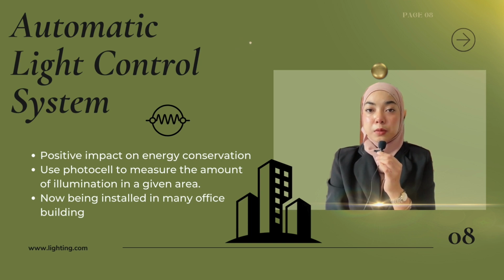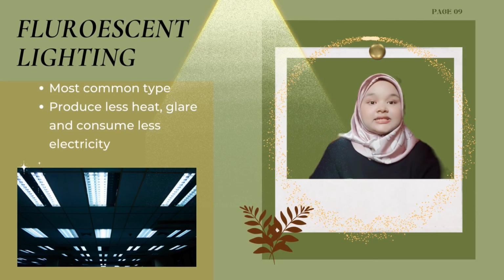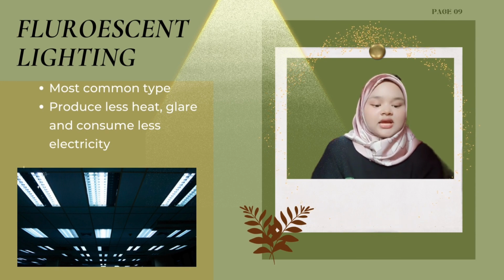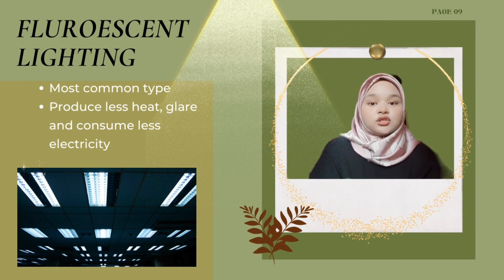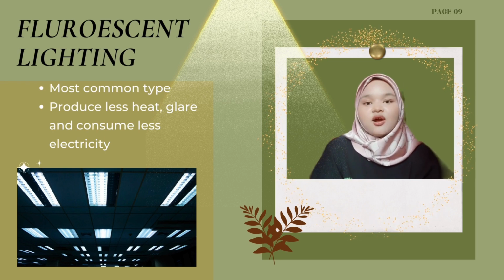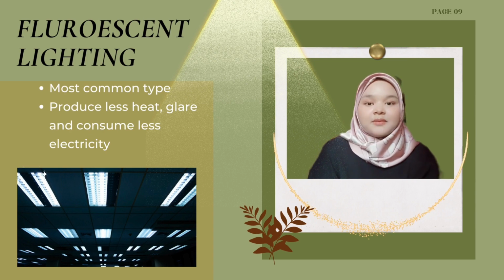There is also a positive effect on energy saving, and it uses photo cells to measure the amount of lighting in a certain area. Number 3 is fluorescent lighting. This is the most common type of light source in office buildings. Its light closely resembles that of natural light, produces less heat and glare, and consumes less electricity.